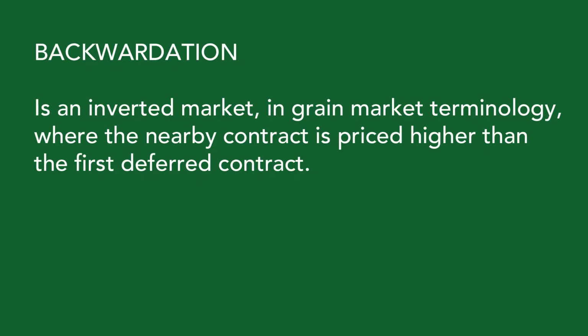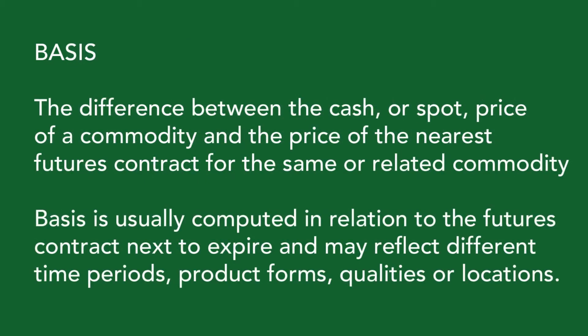For example, backwardation would exist if the March contract for corn price is $7 a bushel, the May contract is $6.95, and the July contract is $6.90. So again, the front months are higher than the deferred months. Basis, the difference between the cash and futures price. That's all you need to know. Everything else, local supply and demand, currencies, transportation will also affect your local basis.